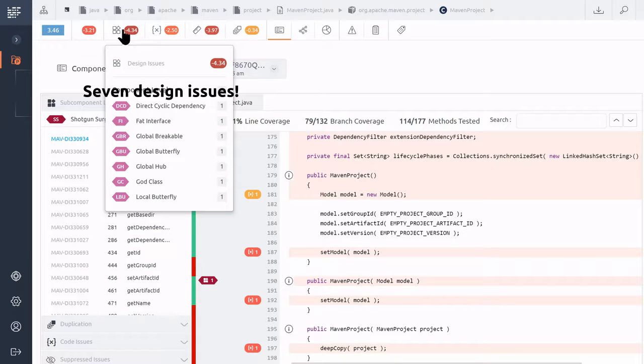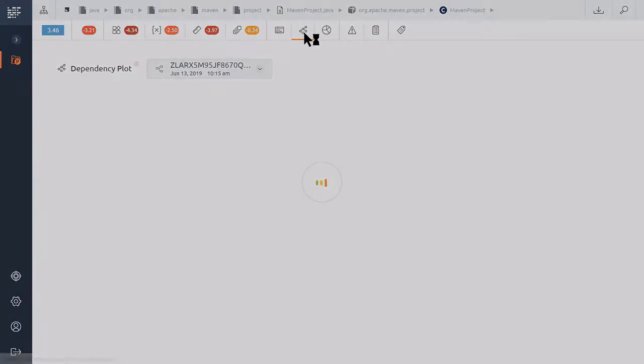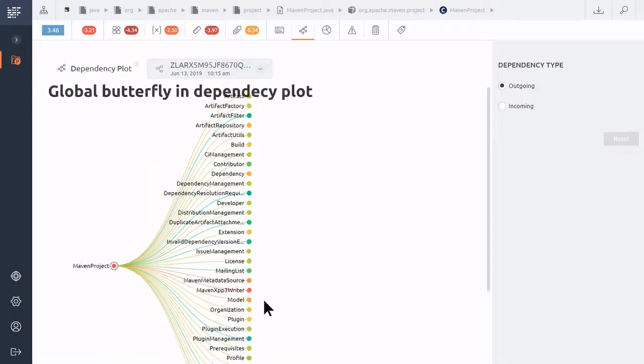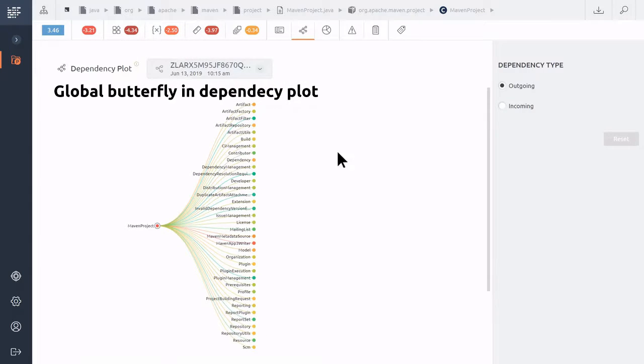Let us have a look at the design issues of this component. There's a global butterfly. I love this one. It can really become painful to resolve this. Our dependency plot helps to find all incoming and outgoing dependencies. Why butterfly? Well, if I merge it to one picture, it looks like a butterfly.